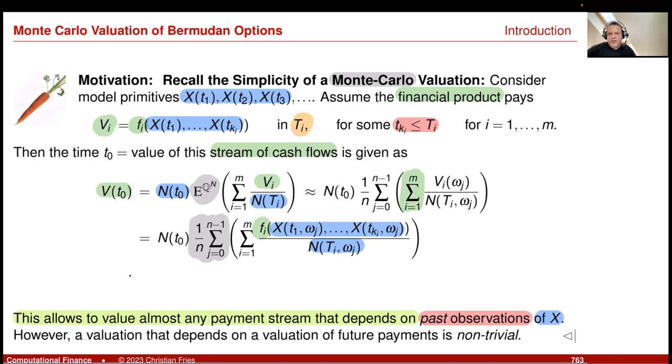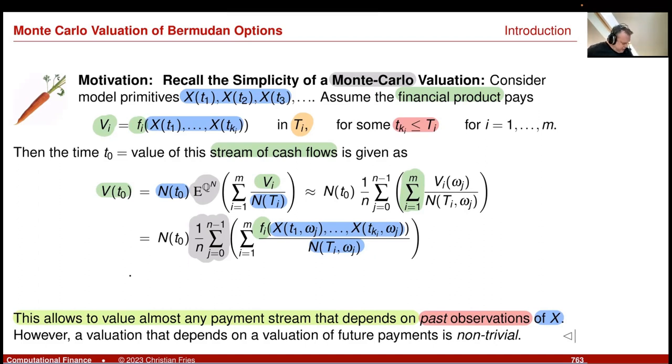Yeah, now comes the issue. There are some financial products that cannot depend on future observations of quantities, because that would break the measurability a little bit. My decision has to be FT1 measurable, but it can rely on valuations of future cash flows. So for example, I could pay you tomorrow the value of an option that pays something in 1 year.